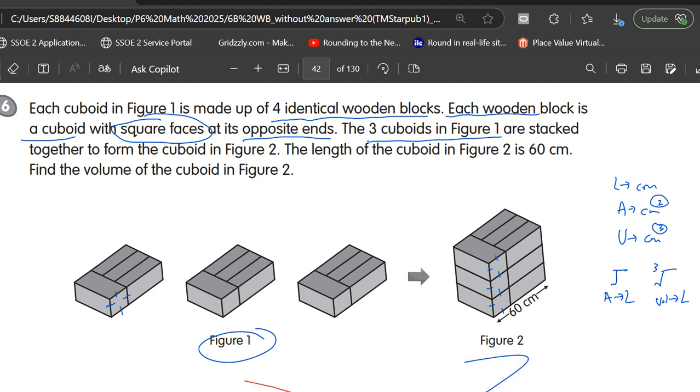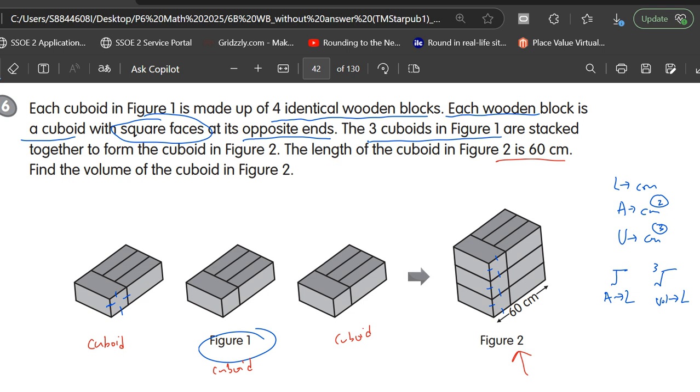See? Okay, this is 1 cuboid. This is another cuboid. And then there's another cuboid. These cuboids stack together to give you this whole thing. And it tells you the length of the cuboid at figure 2 here is 60 centimeters. It asks you to find the volume.